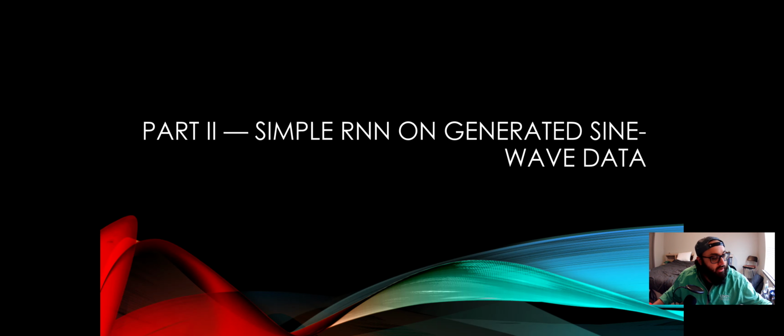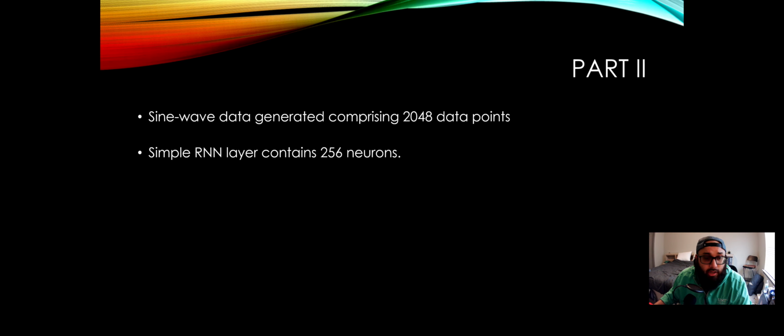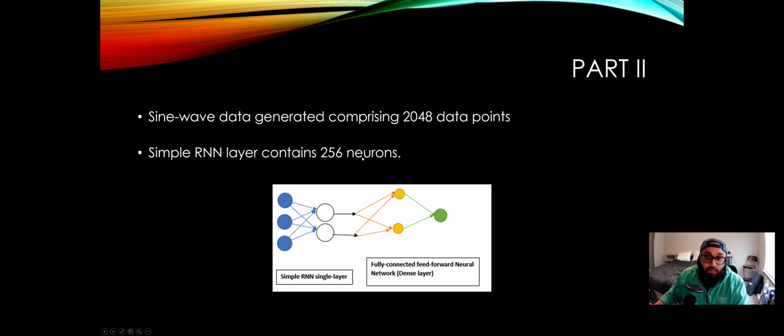Now, as we move then to part 2, we see simple RNNs on generated sine wave data. Now, the sine wave data that I generated comprised 2,048 data points, and I trained a simple RNN network that contained 256 neurons on this data. Now, the architecture of this RNN was fairly basic, with only 2 layers. The first layer having these 256 neurons, and the second layer being the output fully connected dense layer consisting of a single neuron. There's a very rudimentary diagram of the neural network you can now see on your screen here.